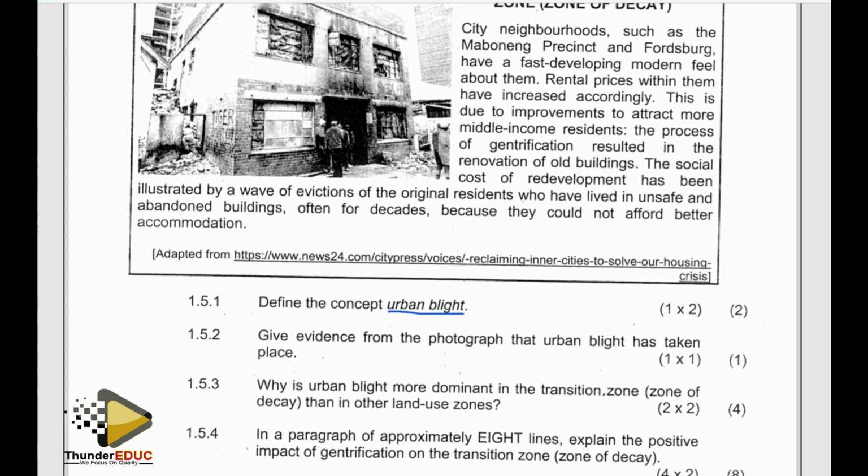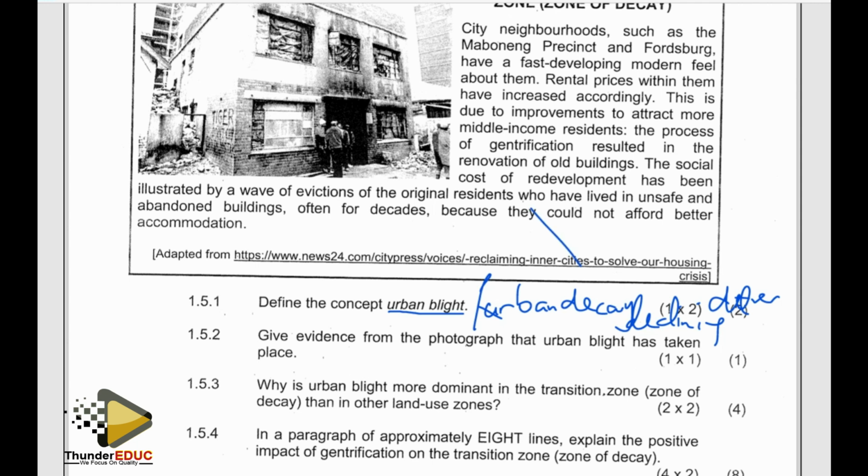Urban blight is a geographical concept, or in some instances you tend to find that besides urban blight it is indicated as urban decay. What is it that we call urban blight? We'll try to define it in simple terms. Basically, when we're talking of urban blight, we're looking at the decline or the deterioration of urban areas. Urban areas are declining and deteriorating, mainly seen in the form of crumbling infrastructure.